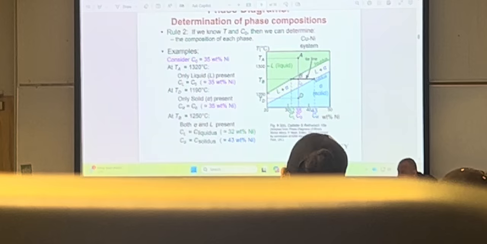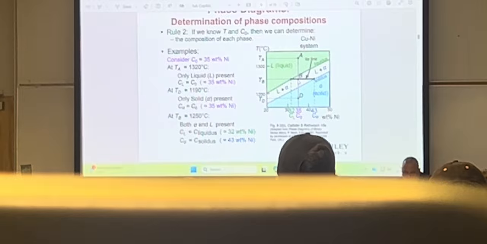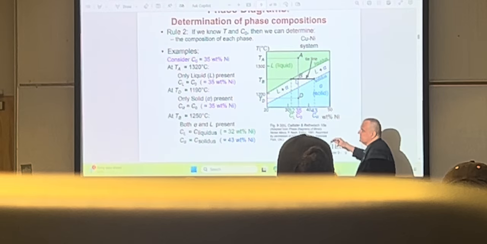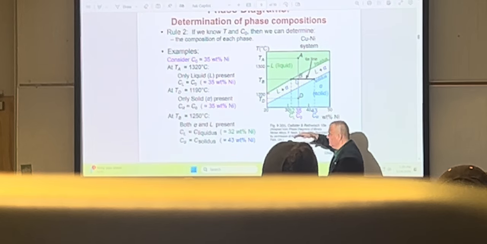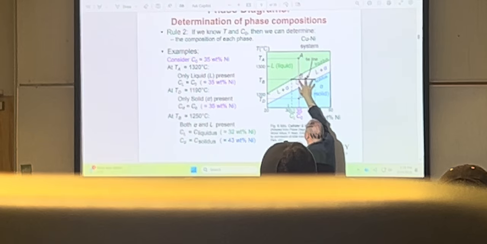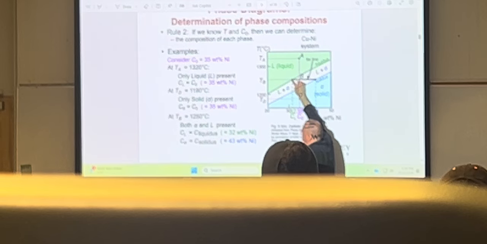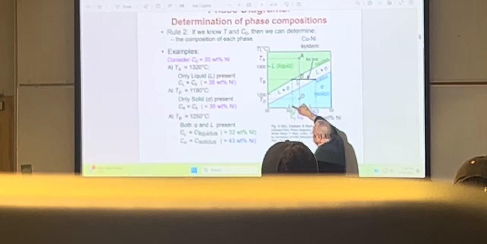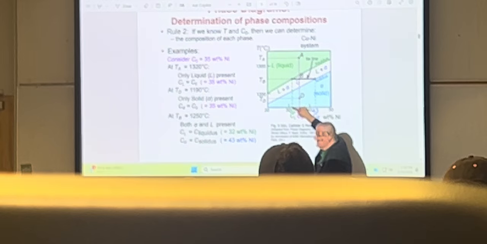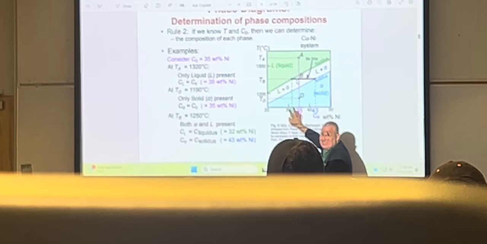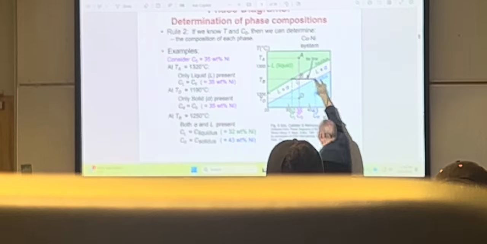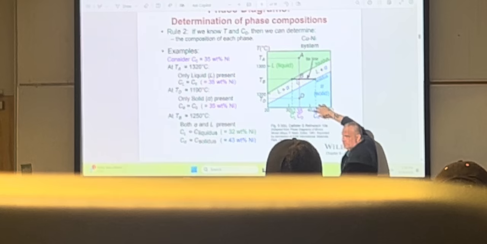But let's consider this point, point B, at 1250. How many phases are present? Which are liquid and solid. The composition is determined by the tie line. A tie line is just a horizontal line. Okay, so for this point, we draw a horizontal line. And the composition of the liquid phase is 32% nickel. And the composition of the solid phase is 43% nickel.